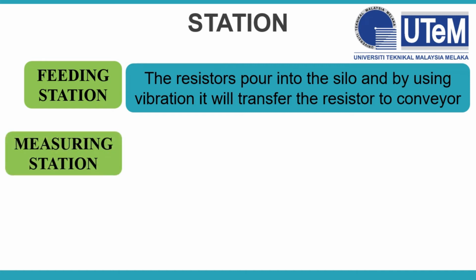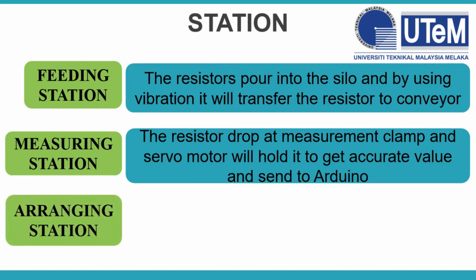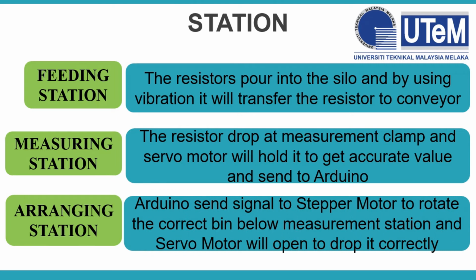After that, the conveyor will proceed to carry the resistor toward the measuring station. The resistor will drop at the measurement clamp, and the servo motor will hold it to get an accurate value and send it to the Arduino. After that, the Arduino will send a signal to the stepper motor to rotate the correct bin below the measurement station, and another servo motor will open to drop the resistor into the correct bin.